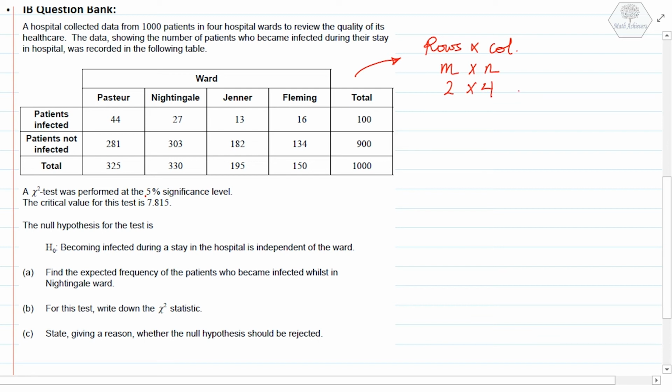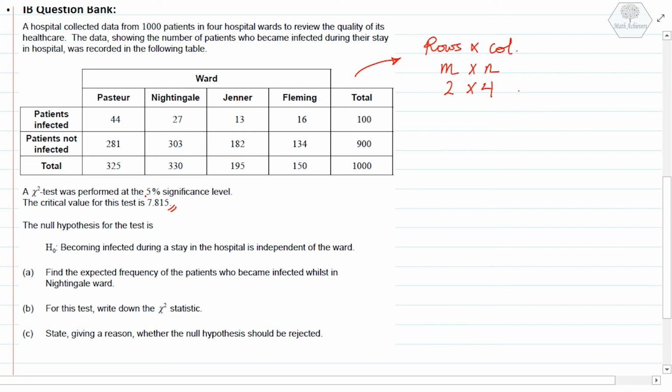Now, a chi-square test was performed at the 5% significance level. This is the significance level. And the critical value, as you can see, is given in the question, 7.815. For the null hypothesis, we say that the two variables are independent. So becoming infected during a stay in the hospital is independent of the ward.